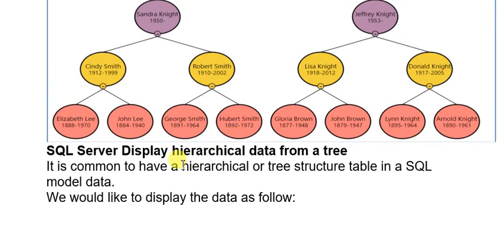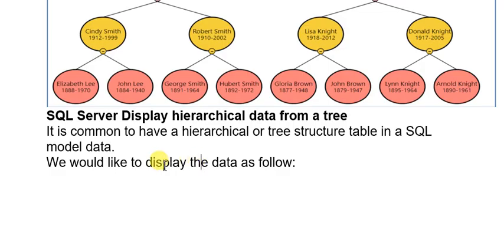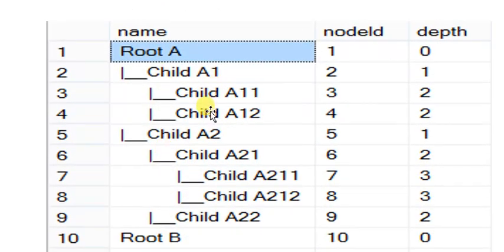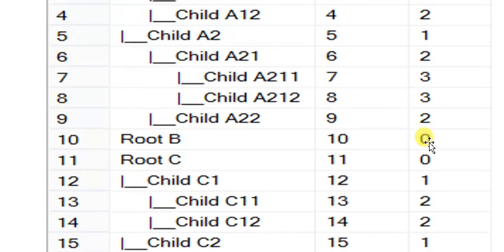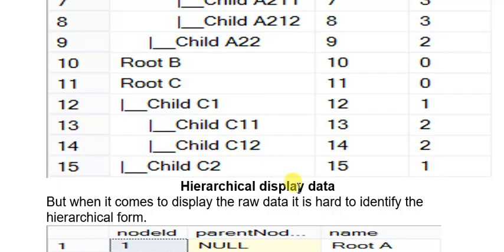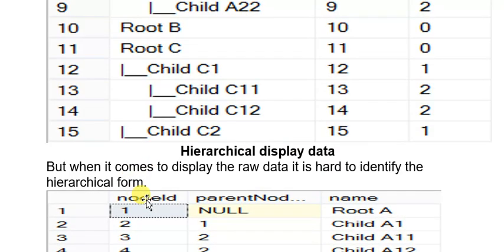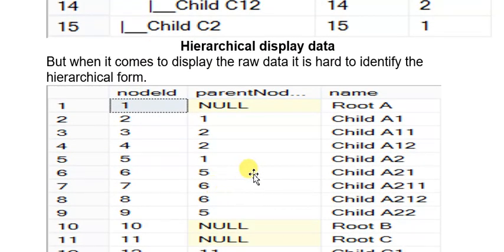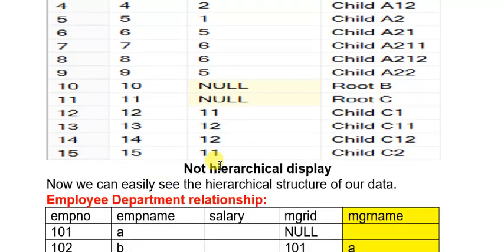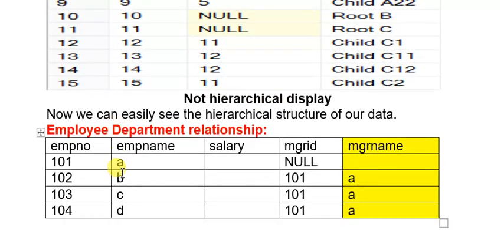Okay, SQL Server displays the hierarchical data from a tree. It is a common hierarchy of a tree structure table in the SQL command model data. See this: root, child 1, child 2, node depth 0, 1, 2, 2, defining hierarchical display of data. But when it comes to displaying the raw data, it is hard to identify the hierarchical form. Node ID, parent null, name root, and depth, node ID we have to mention. Non-hierarchical display. Now we can easily see the hierarchical structure of our data.